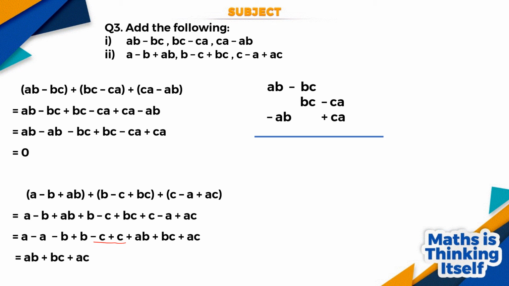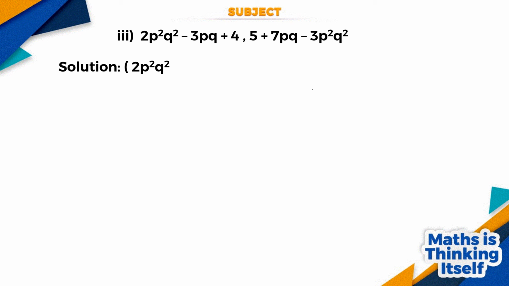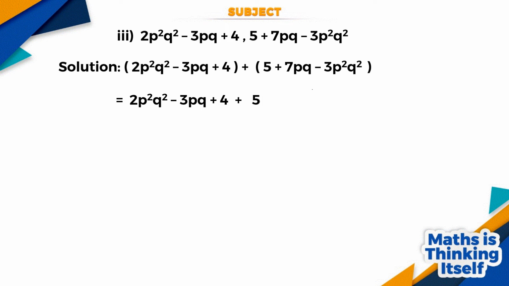Now we take another example, question number 3 and 4. So 2p square q square minus 3pq plus 4 and 5 plus 7pq minus 3p square q square. Solution, so write it using bracket, then open the brackets because addition is there and bracket preceded by plus sign, so nothing will be changed.